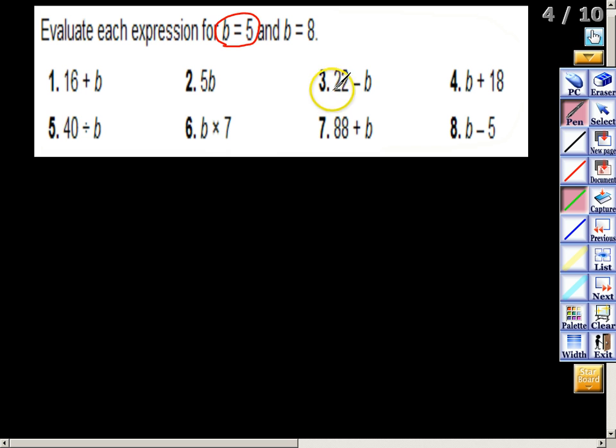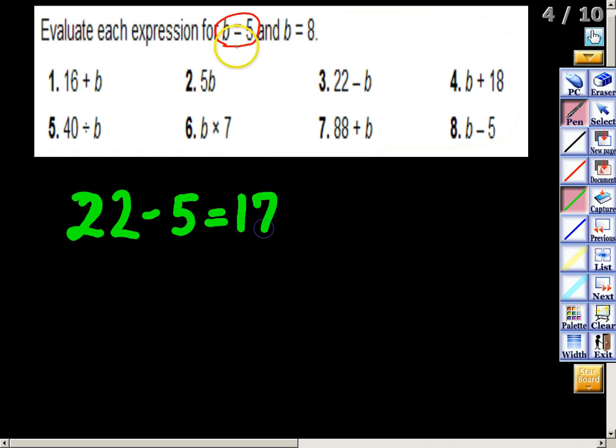So we're taking a look at number 3, 22 minus b. Now we know already that b equals 5. So we'll just simply write 22 minus 5. We're going to remove that variable and plug in the number 5. 22 minus 5 equals 17. Simple enough. Very easy because they're giving us the value of this variable.